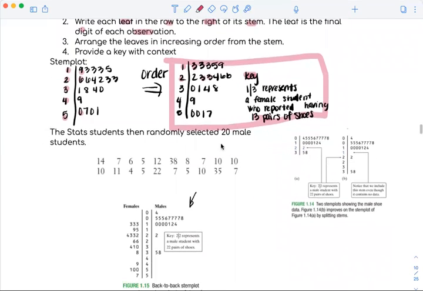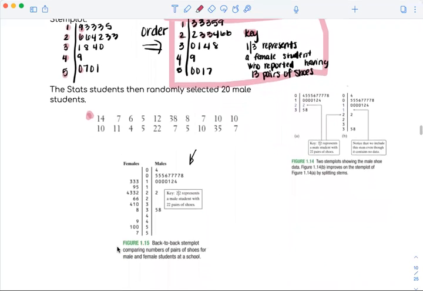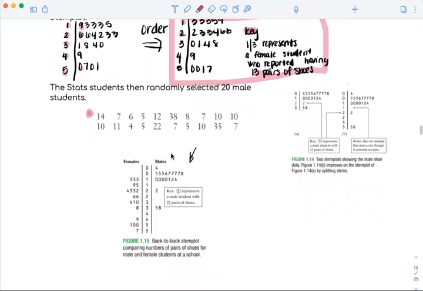Then we have 20 male students. They sampled 20 male students and asked them the same question. So you have a back-to-back stem and leaf plot. Oh, sorry, we need to look at this one first on the right. So we have our leaves.